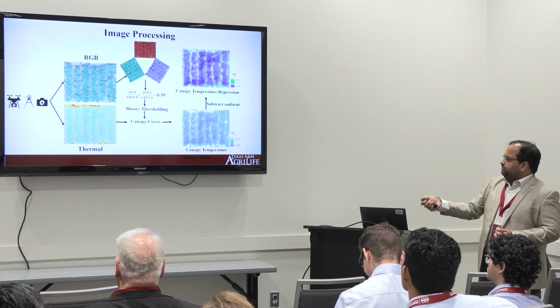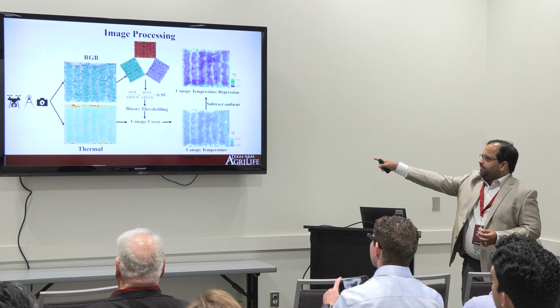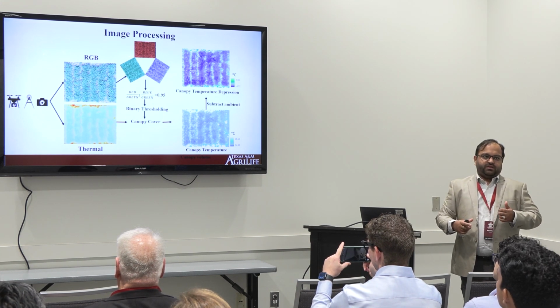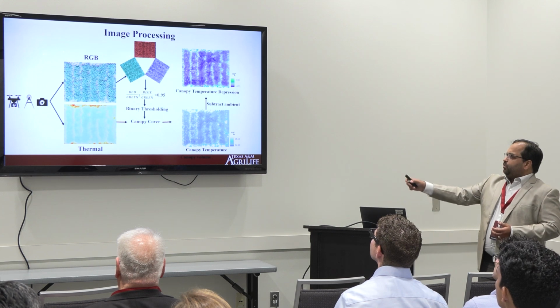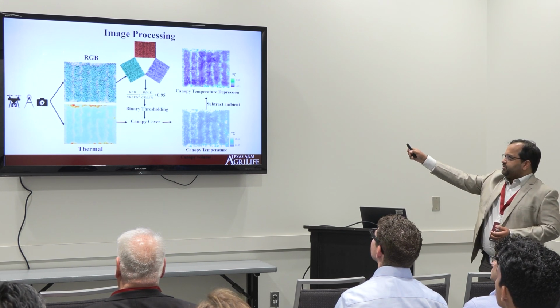So this one, the one we see here on the right bottom, it has only energy gain. The soil is filtered out, or soil is masked out of that. Then we subtracted the ambient temperature from there to get canopy temperature depression.